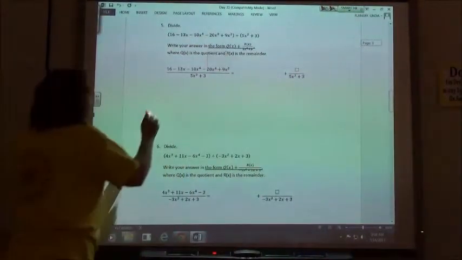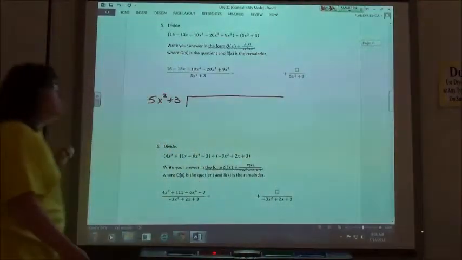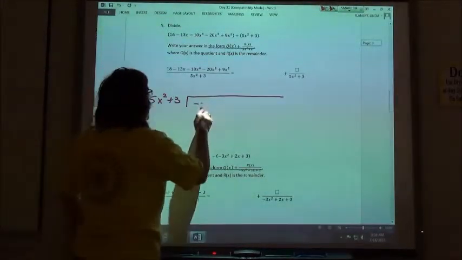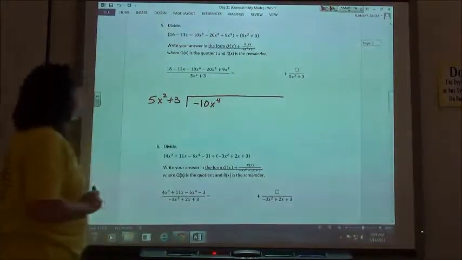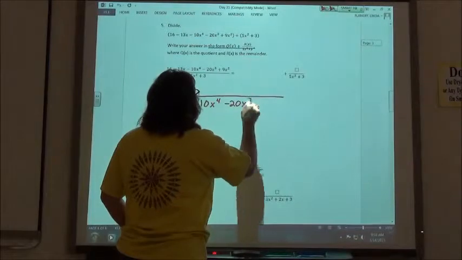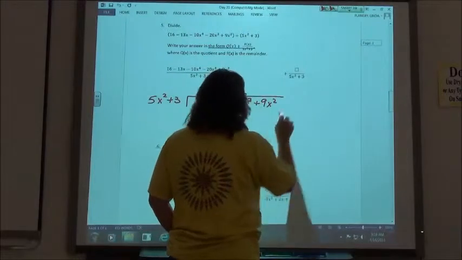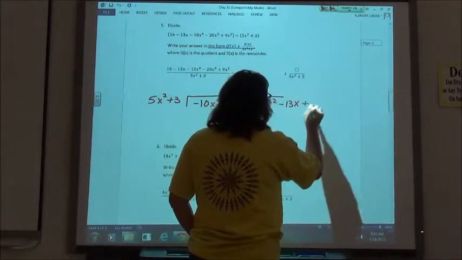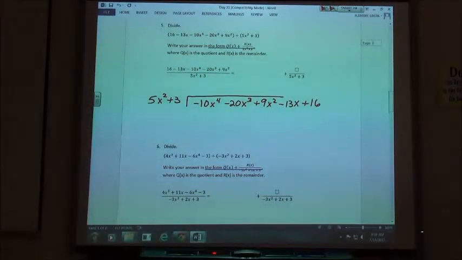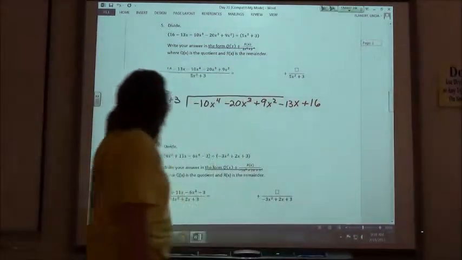Number 5 then, I have 5x squared plus 3, and how should I write my polynomial underneath my division there? Negative 10x to the 4th is my first term. Minus 20x cubed. It's 9x squared. Minus 13x. And plus 16. That time they didn't leave out any terms, we just had to rearrange them and get them in the best order. So what times 5x squared gives us negative 10x to the 4th?